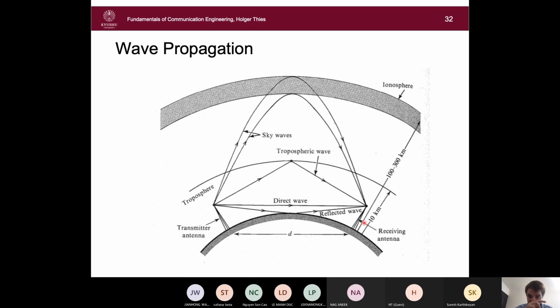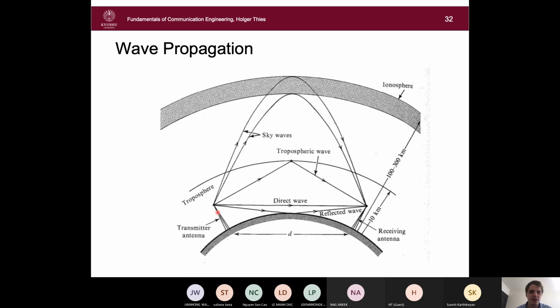Then there are waves that use reflection. So it can be reflected on the Earth, which is called a reflected wave. It can be reflected on the troposphere. The troposphere is the lowest layer of Earth's atmosphere, and this is where weather conditions take place. So some kinds of waves are reflected at the troposphere, and then they can go to the antenna. So these are tropospheric waves.